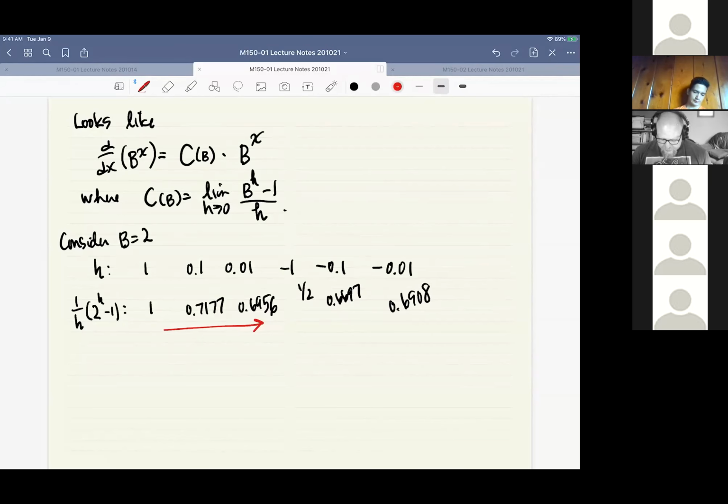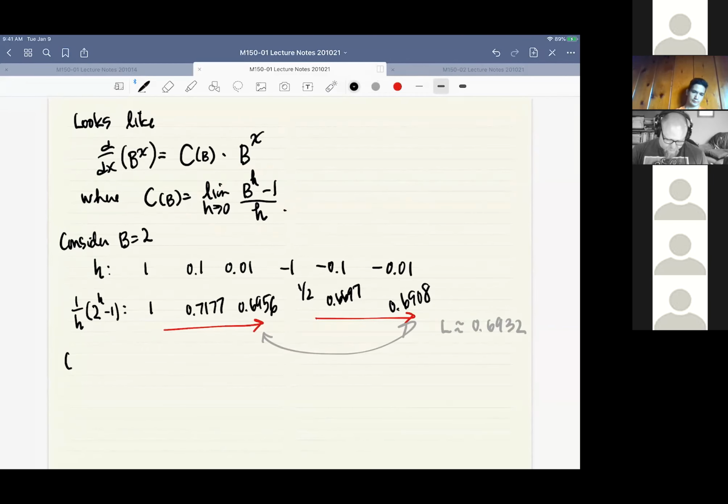So it looks like as your h's are getting closer to 0, these numbers are getting closer and closer to some number. So it looks like when b equals 2, this limit exists. And it looks like the limit is about 0.6932 if you keep going.